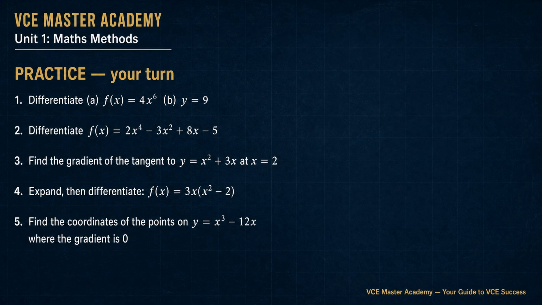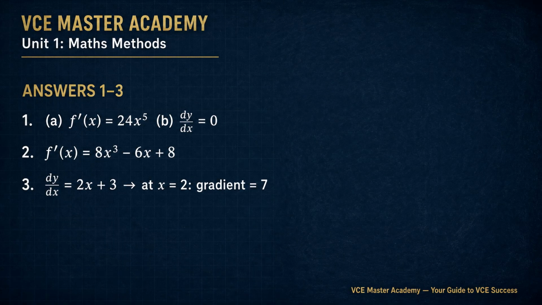Your turn. 5 questions, 1 per skill from today. Question 1. 2 single terms. Remember what happens to constants. Question 2. A full polynomial. Term by term, keep the signs. Question 3. A tangent gradient. Formula first, number second. Question 4. A disguise. Expand before you touch the derivative. And question 5. The ATAR one. Gradient 0, solve, then coordinates, which means x and y, both. Pause the video here and work through them slowly. Full answers are on the next 2 boards, but don't peek until your page is full. Understanding first, speed later. Let's check your work, slowly.